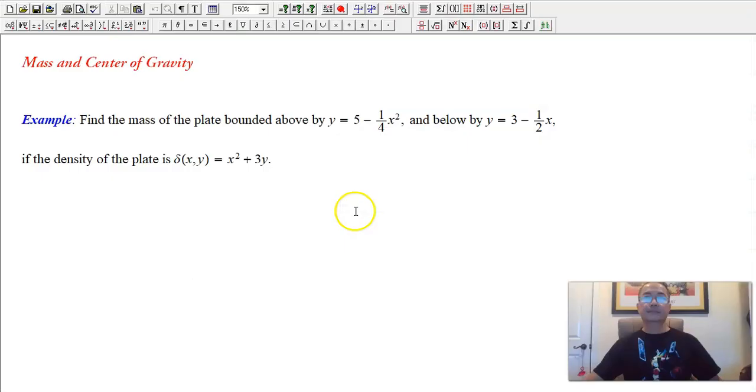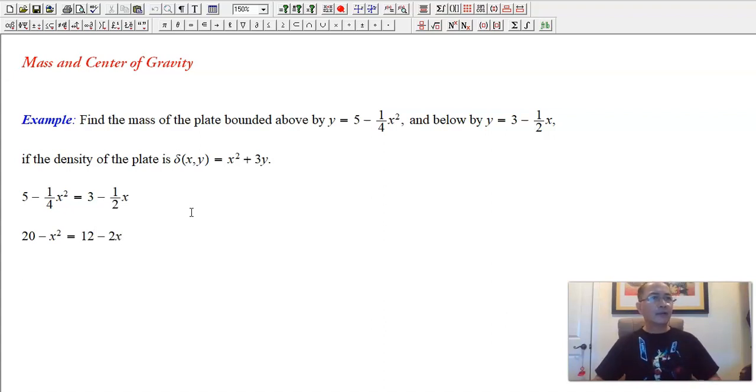Okay, let's go back to our word. All right, so we need the intersection of these two equations. So y has to be the same on both equations. So the y for the first equation should be the same as the y for the second equation. Okay, so I think a good idea would be to get rid of the fractions, the 4 and the 2. We can do that by multiplying by 4. So 20 minus x squared equals 12 minus 2x.